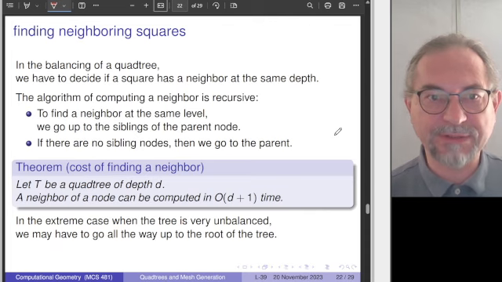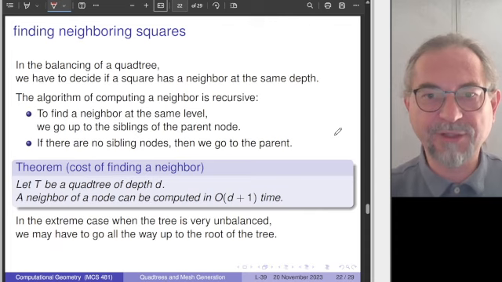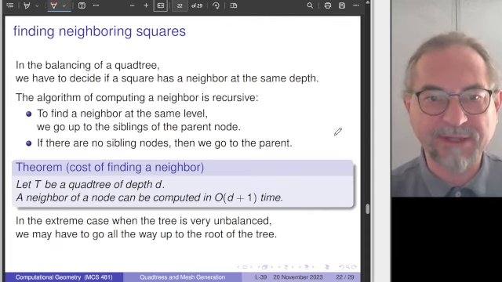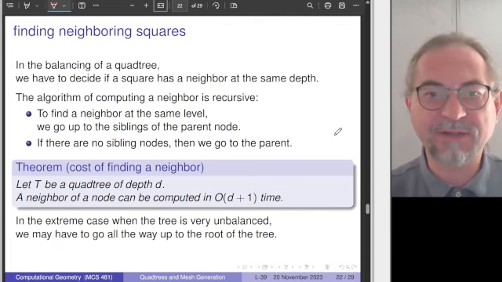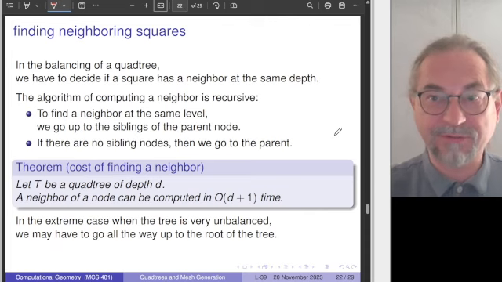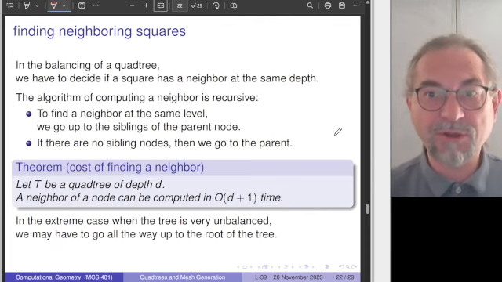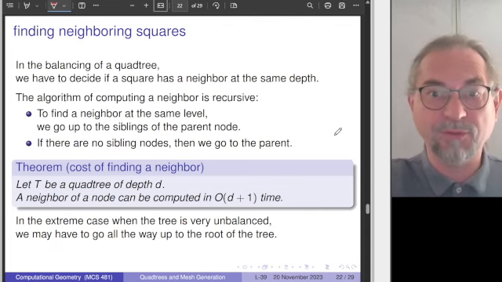I'm sorry, so here is the algorithm. The cost of finding a neighbor: in some sense these are two topics on the same slide. You can use a quad tree to find a neighbor, and the theorem here doesn't mention the word balanced. So if the tree is not balanced at all, you may have to go all the way to the root.